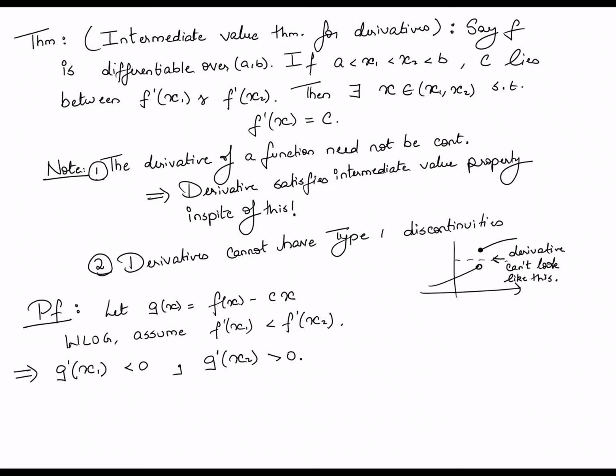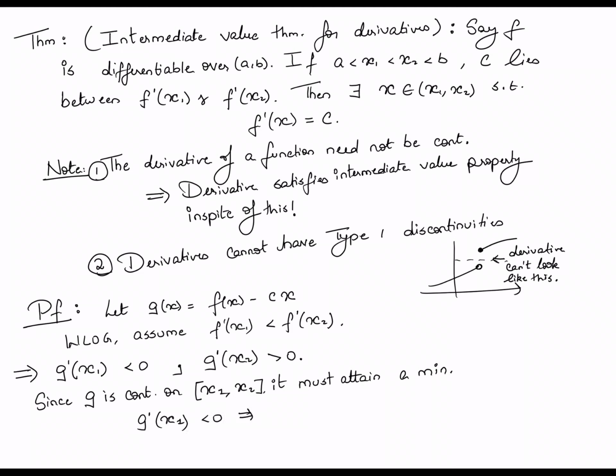Okay, now g being a continuous function in the interval from x1 to x2 implies that it must attain its minimum, right? Since g is continuous on the interval between x1 and x2, it must attain its minimum. And I leave it to you as an exercise to check that because g prime x1 is less than 0, x1 is not the minimum.